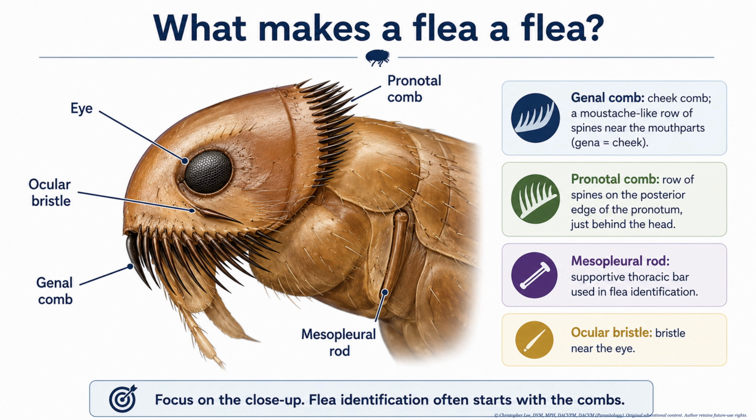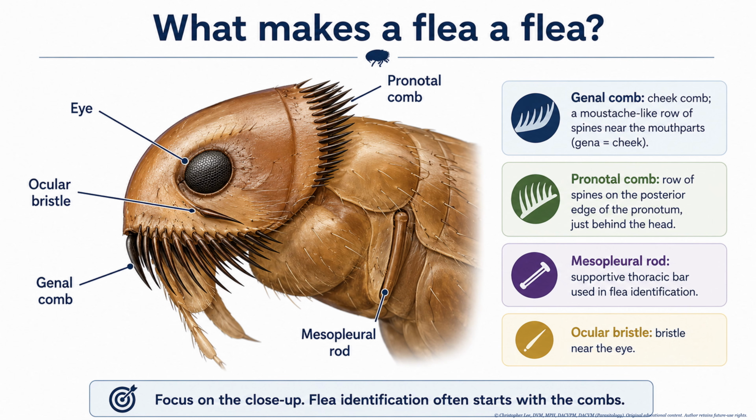Next, look for the combs. The genal comb sits on the head, while the pronotal comb lies on the posterior edge of the pronotum, the dorsal plate of the first thoracic segment. Genal simply means cheek, so the genal comb is literally the flea's cheek comb. These combs, properly called ctenidia, are not just decorative mustaches.